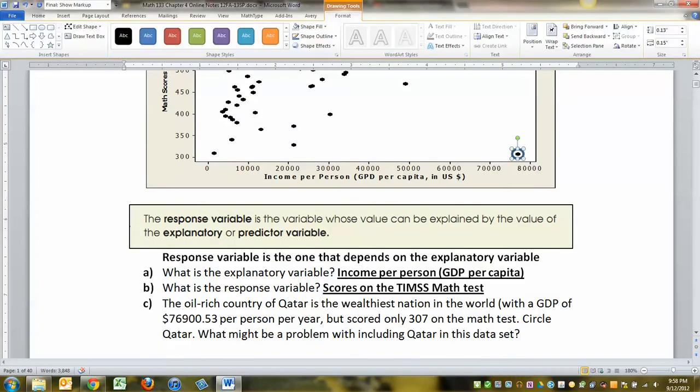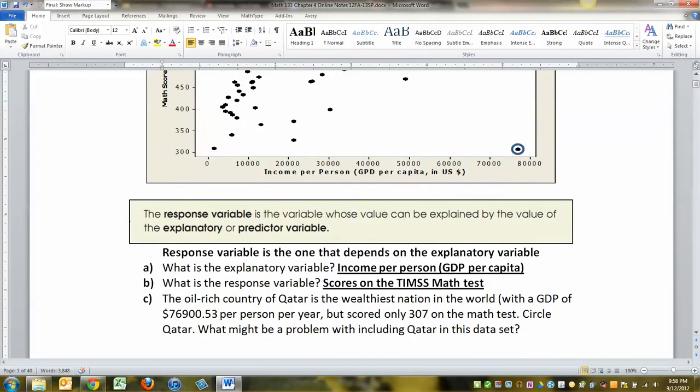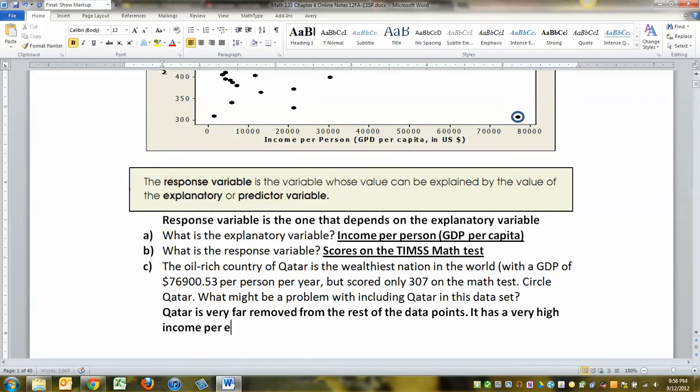All right, there we go. I managed to get a circle around it. So Qatar is over here. If Qatar is in there, what might be a problem with including Qatar in this data set? As you can see, Qatar is very far removed from the rest of the data points. It has a very high income per person, but low average test scores.